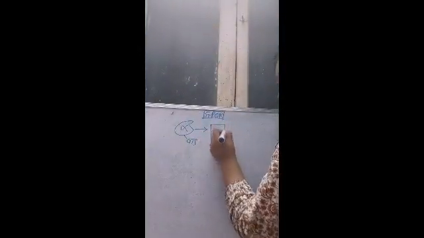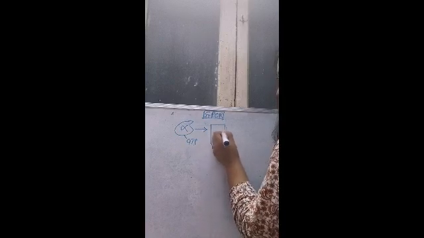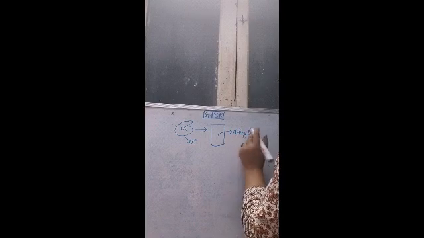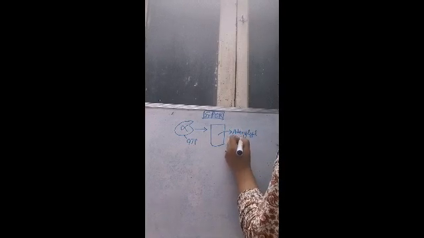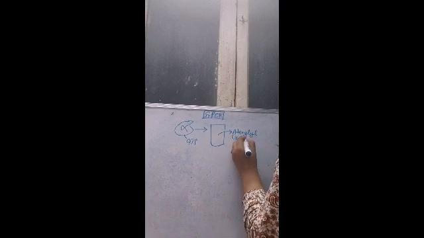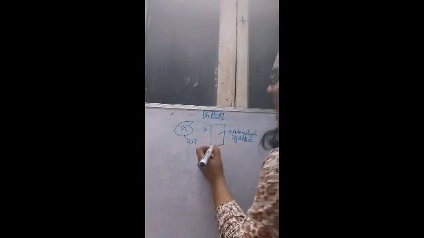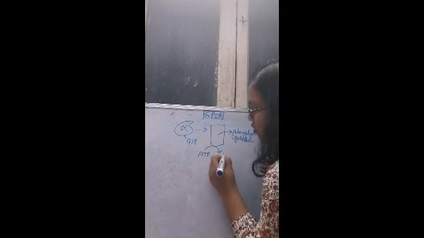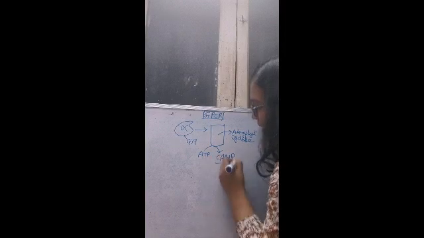So this is the adenylyl cyclase. This adenylyl cyclase does some function. What does it do? It basically forms cyclic AMP from ATP. So this ATP forms cyclic AMP. Now we have this cyclic AMP.